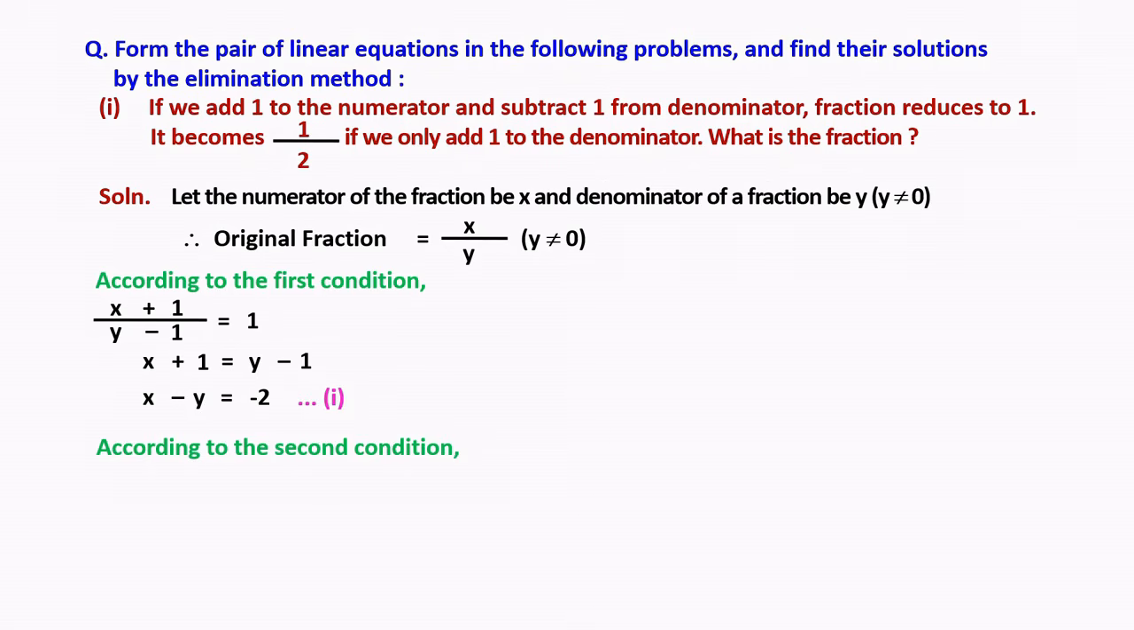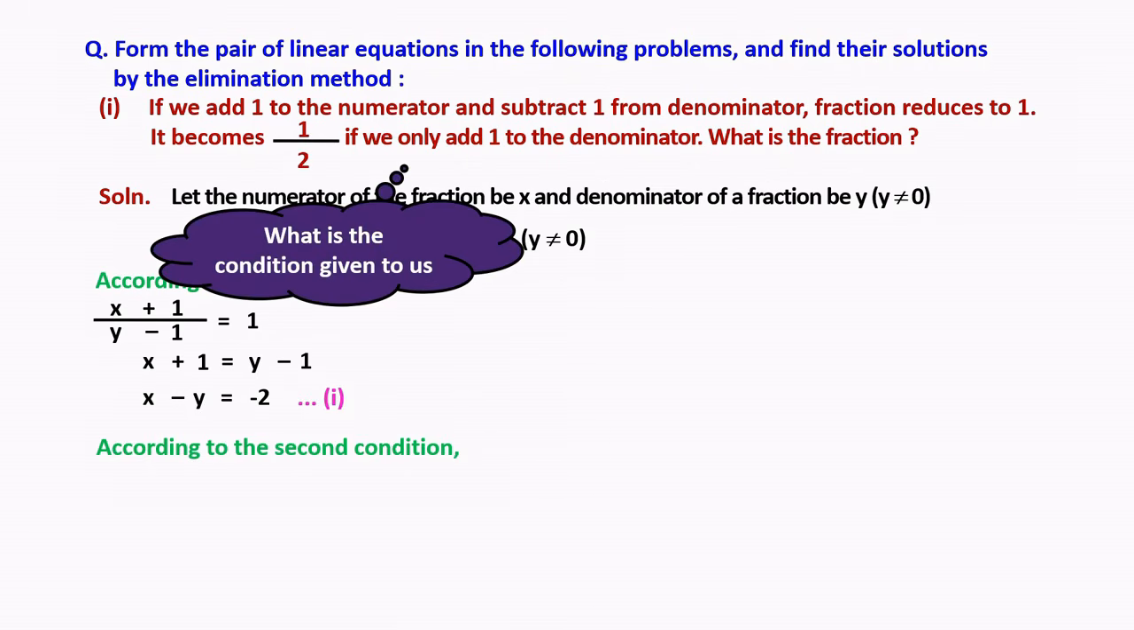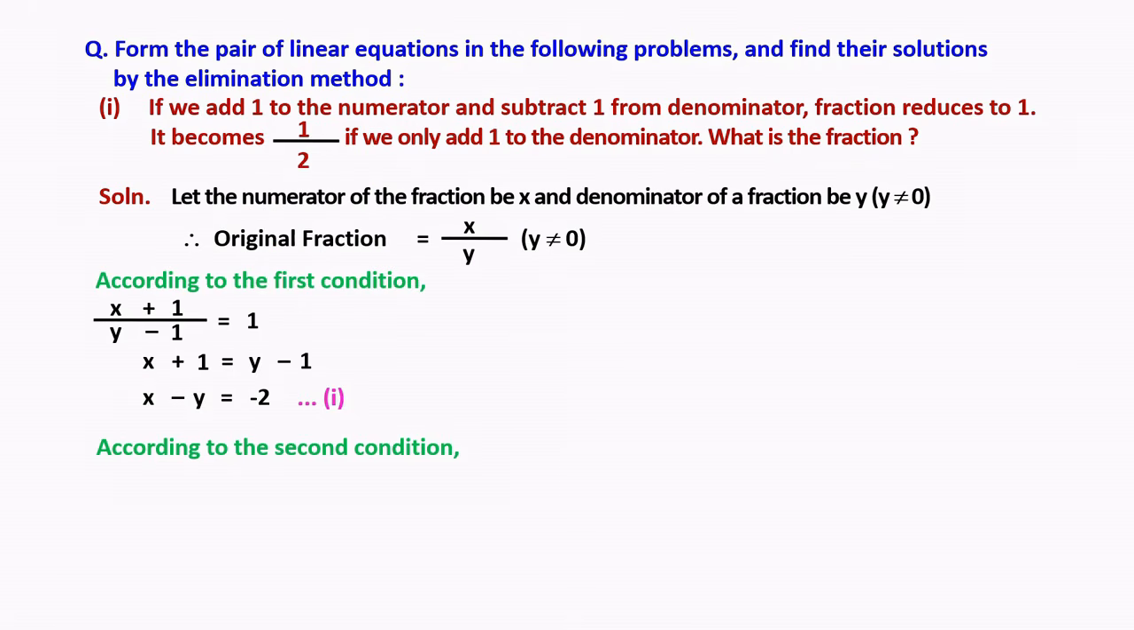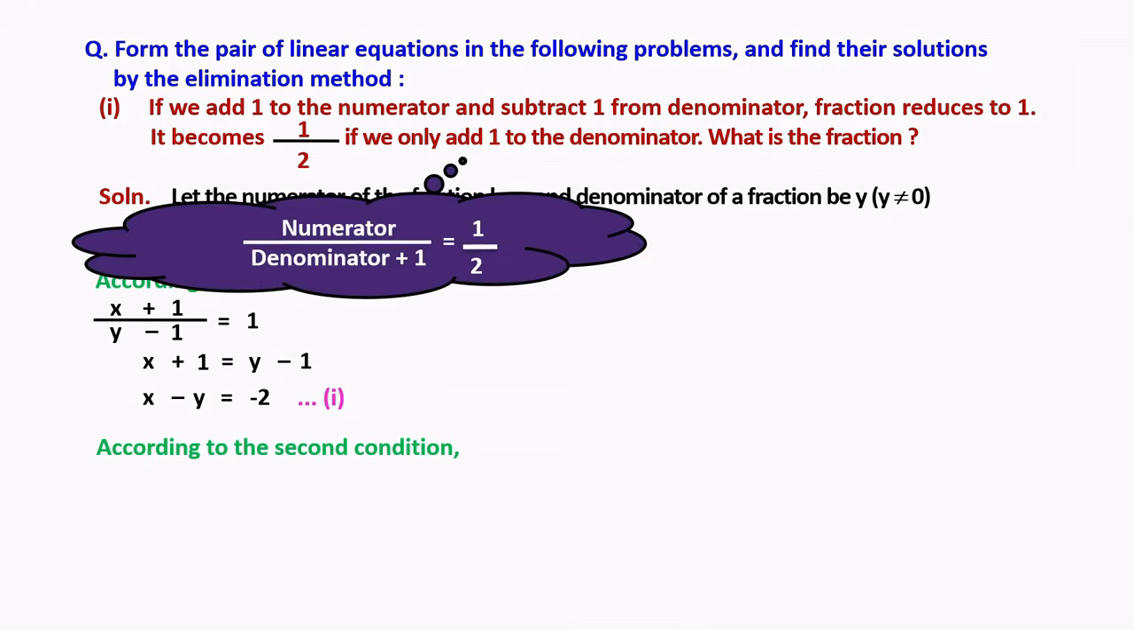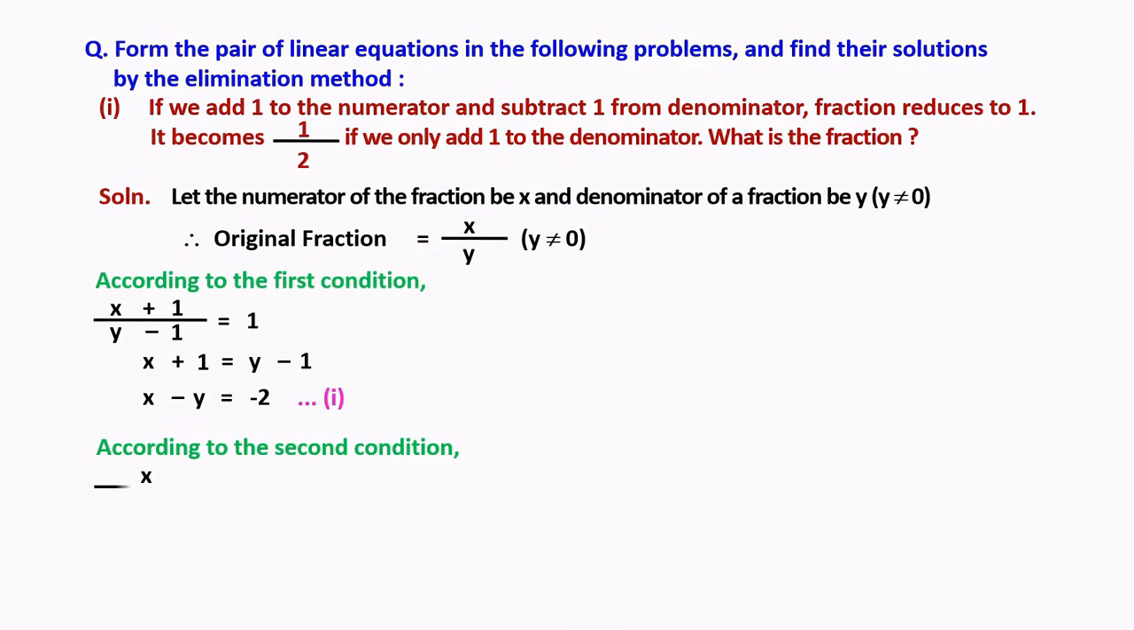Now, according to the second condition, if we add 1 only to the denominator, the fraction becomes 1 by 2. So, we write x upon (y plus 1) equals 1 by 2. Cross multiplying, 2x equals y plus 1. So, 2x minus y equals 1. This is our second equation.